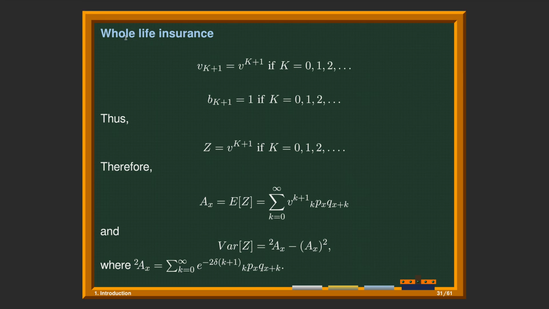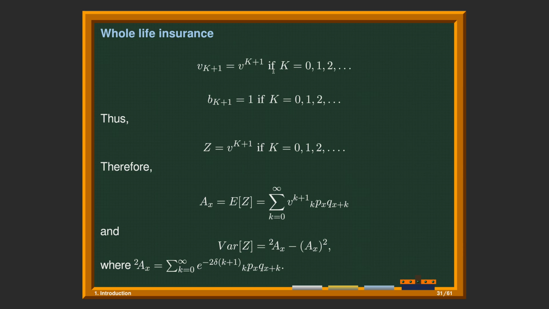Again, this is an insurance that will provide a benefit, payment of benefit upon the death of the insured anytime in the future. So when the insured dies during the first year, K would be 0. If the insured dies during the second year, K would be 1, and so on. Okay? So the discount function would be V to the K plus 1. We take note that it's K plus 1 and not K, right?